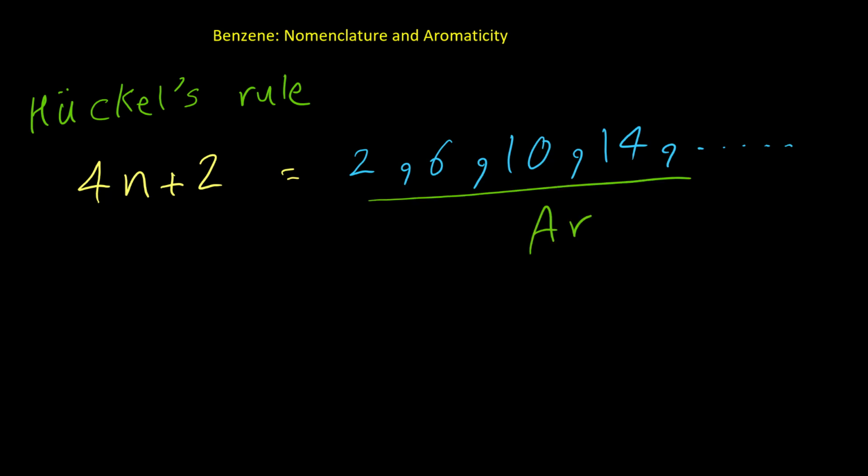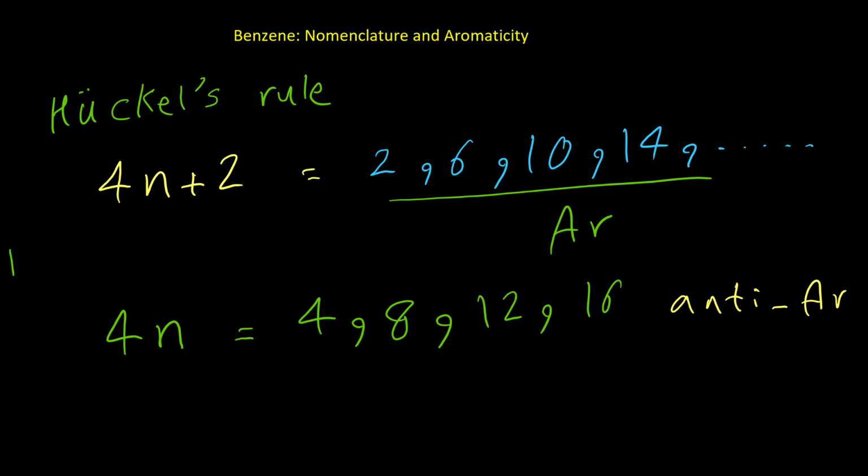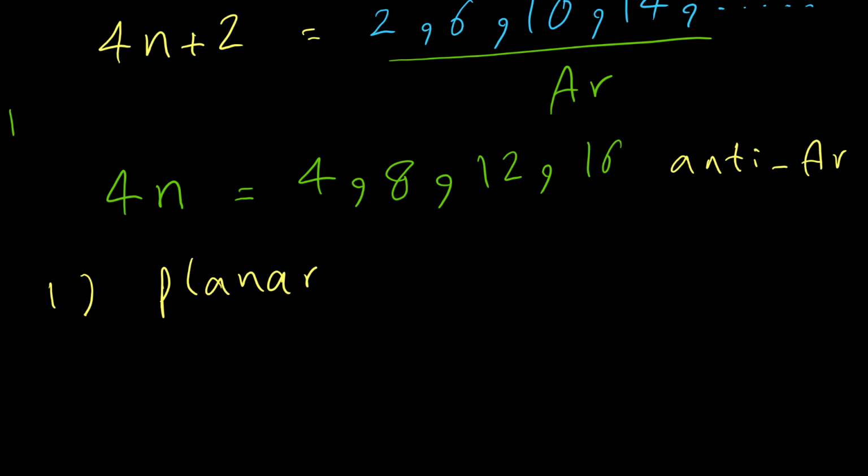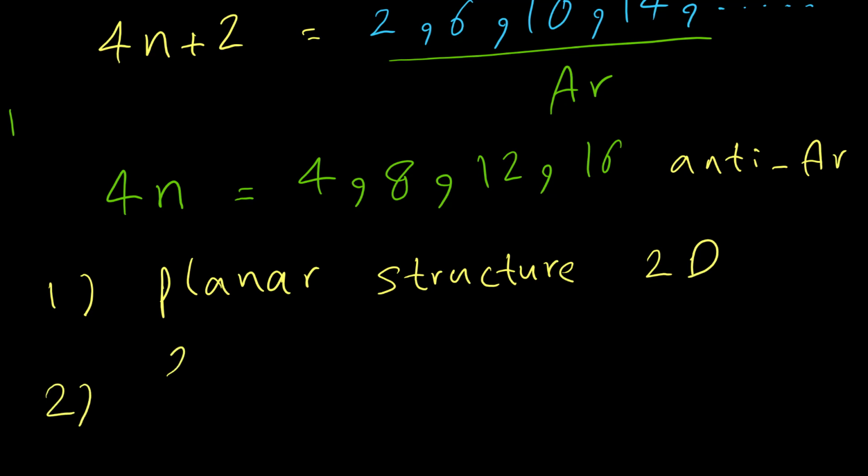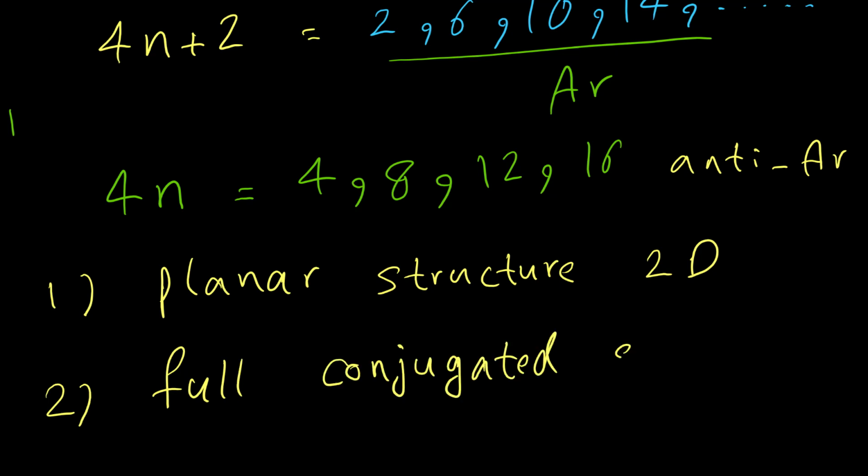But also Huckel's rule says if the number of electrons is 4n, our compound is anti-aromatic. There are 2 more rules that are very important. If those 2 rules apply for our structure, then we need to move to Huckel's rule. First, we need to have a planar structure for our fully conjugated system. In other words, we should have a 2D structure. The second rule is we need to have a fully conjugated system.